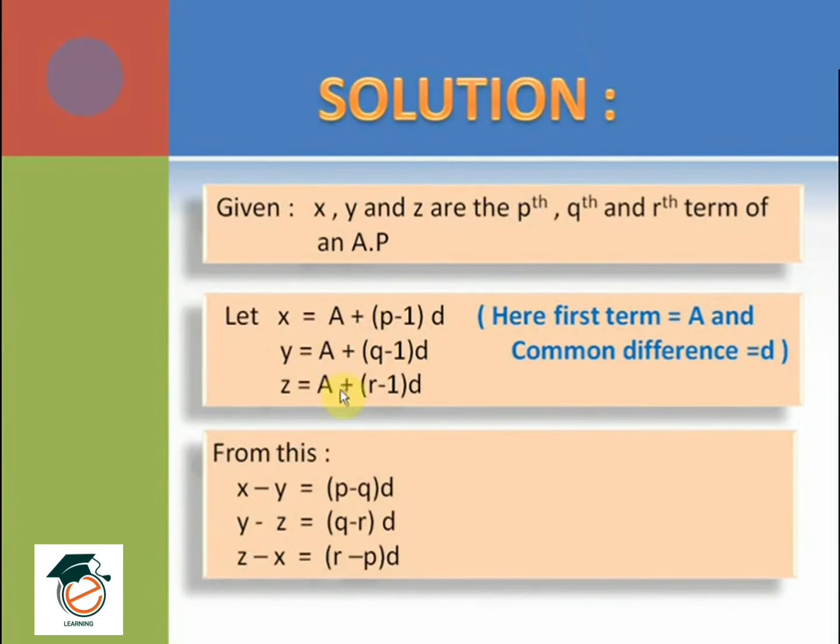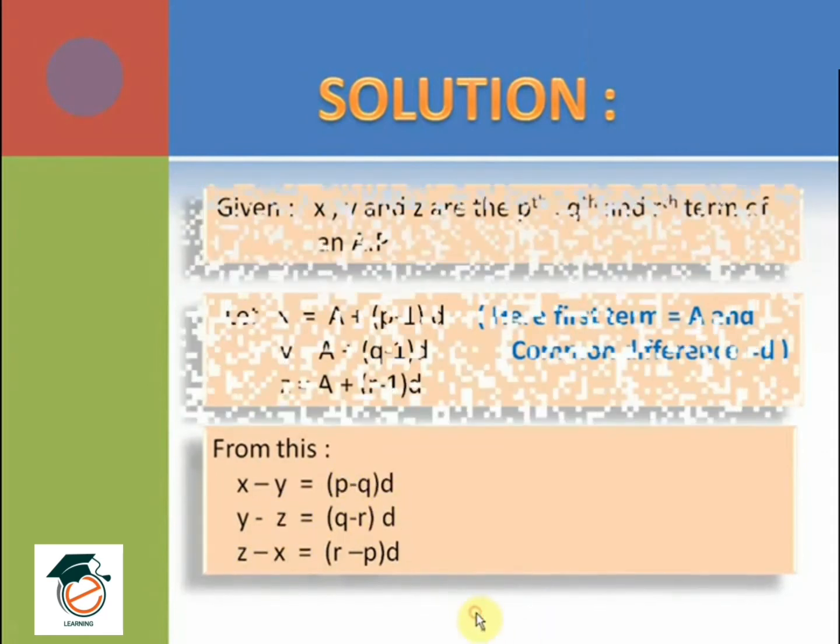Similarly, we subtract this equation from this equation to get y minus z equal to (q minus r) into d, and we subtract the first equation from the third to get z minus x equal to (r minus p) into d. Thus we have got the expression for x minus y, y minus z and z minus x in terms of p, q, r and d.